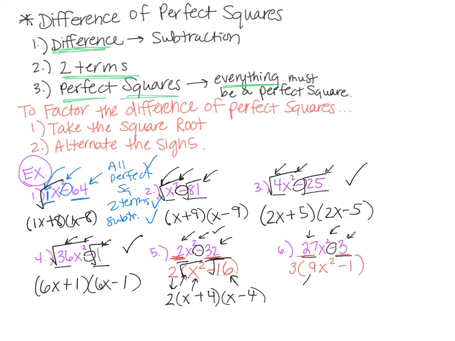Now, is 9 perfect? Yes. Is x squared perfect? Yes. Is 1 perfect? Yes. I have 2 terms and I have subtraction. Okay, now we're good to go. So I'm going to take my square root. So the square root of 9 is 3. Square root of x squared is x. Square root of 1 is 1. 1 gets a plus, 1 gets a minus, and don't forget that GCF.